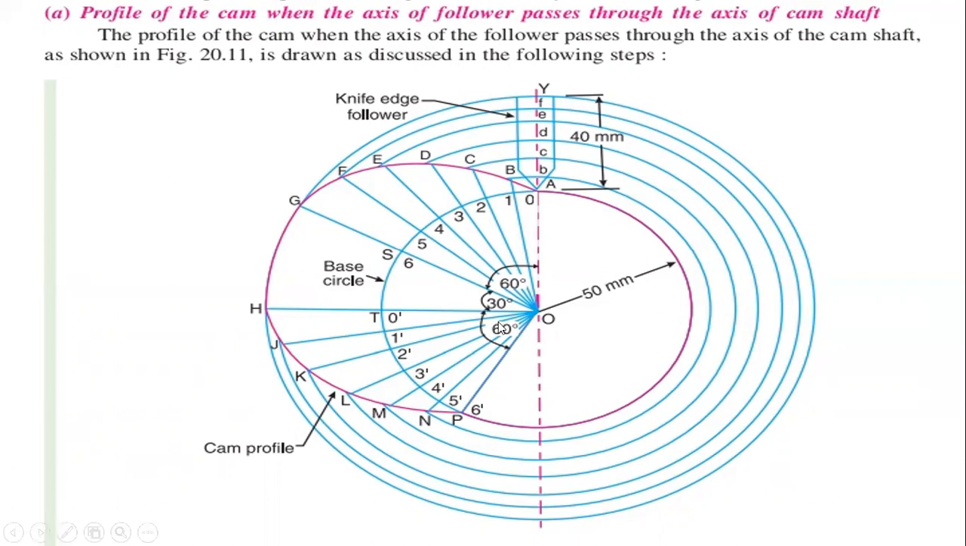Then divide the 60 degrees into 6 equal parts, because we have divided the outstroke into 6 equal parts. Therefore, we are dividing the outstroke angle also into 6 equal parts, in which each part has 10 degrees from A to S position.